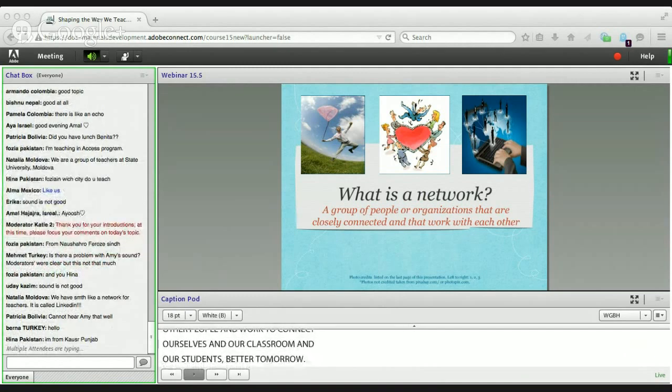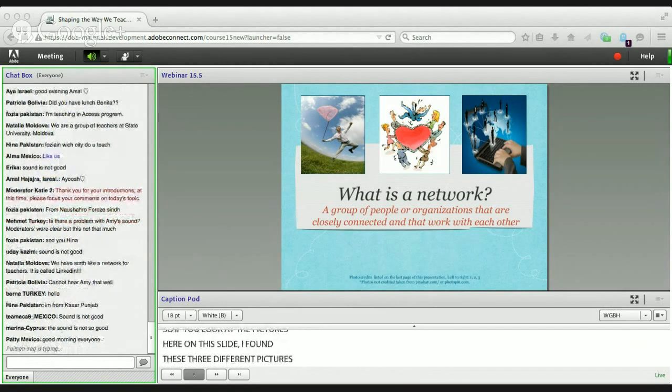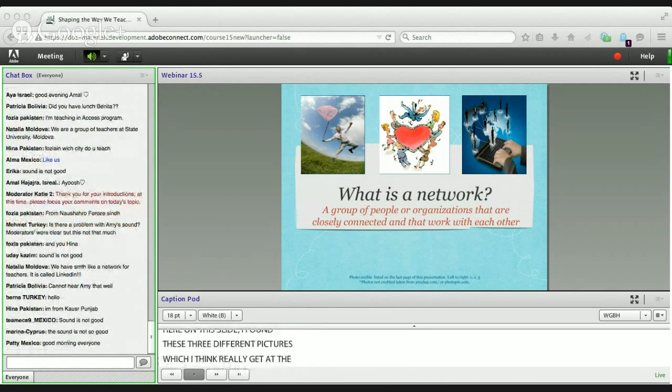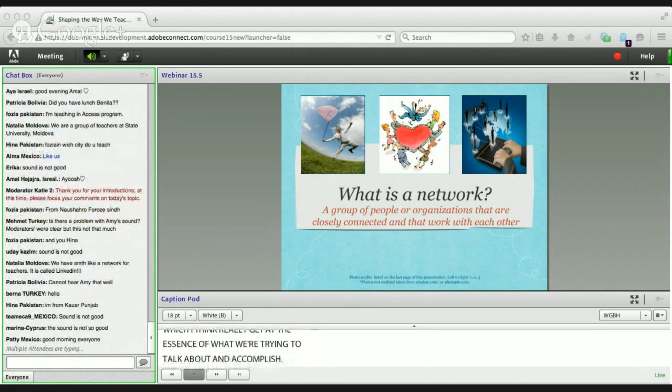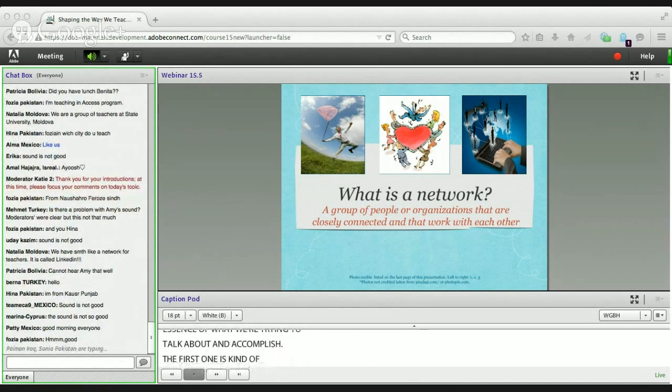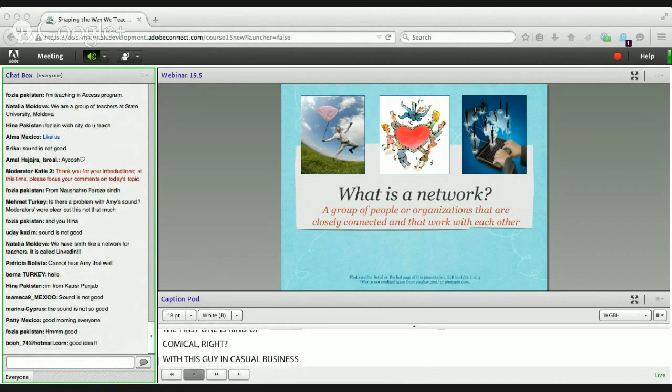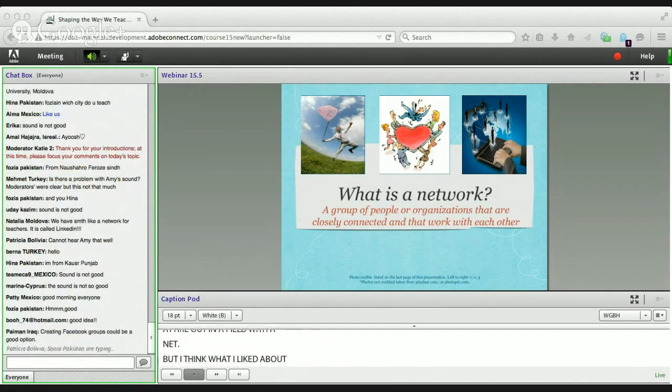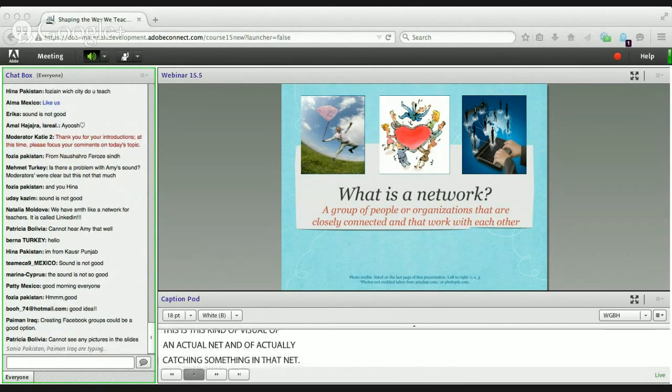So if you look at the pictures here on this slide, I found these three different pictures, which I think really get at the essence of what we're trying to talk about and accomplish. The first one is kind of comical, right, with this guy in probably casual business attire out in a field with a net. But I think what I liked about this was this kind of visual of an actual net and actually catching something in that net, and whether it's contacts or people or information or resources, that you are always collecting these things as a teacher.